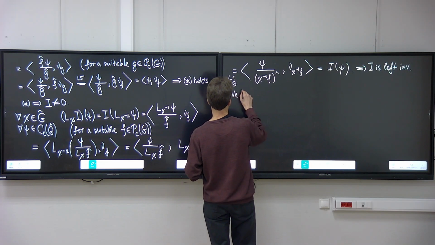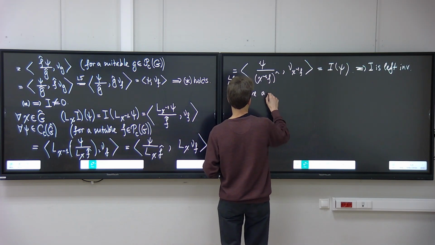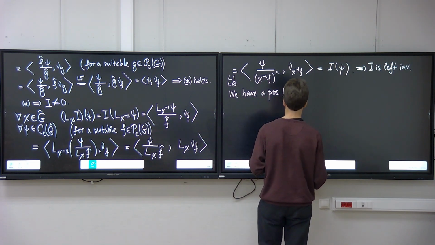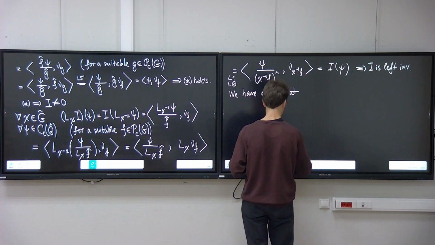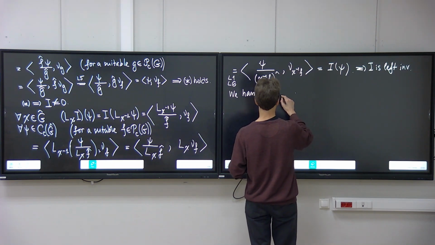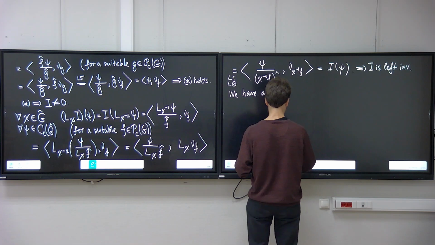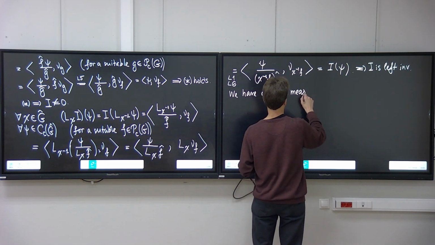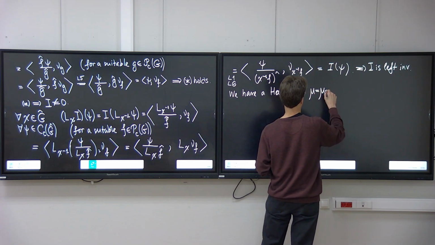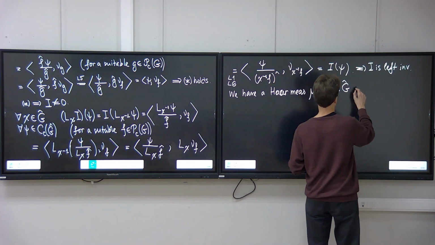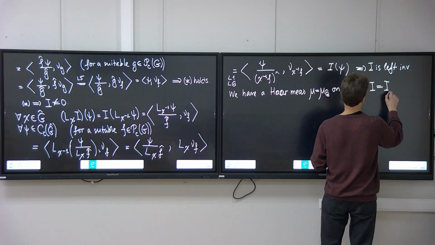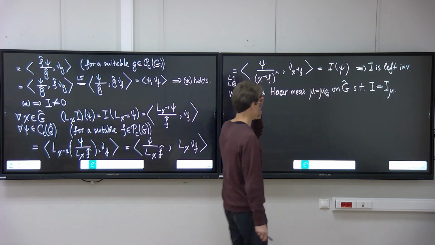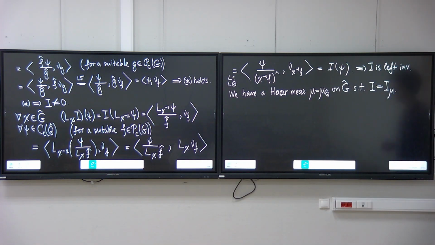So now we have a positive Radon measure. Actually, it is a Haar measure. We have a Haar measure. It is left invariant because I is left invariant. We have a Haar measure mu g hat on the dual group, such that I is the integral with respect to this measure by the Riesz-Markov-Kakutani theorem. Finally, we have to show that this is exactly what we are looking for.